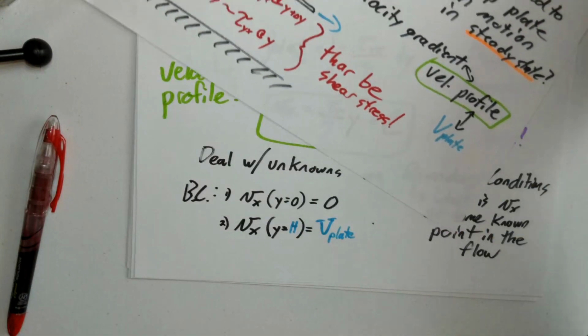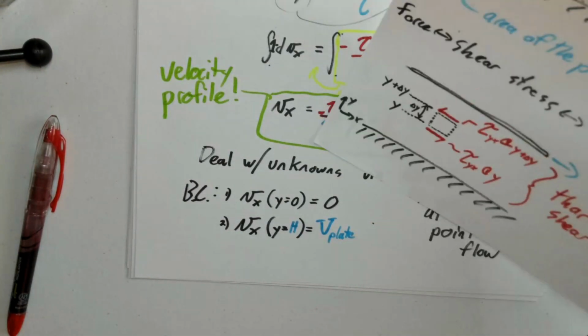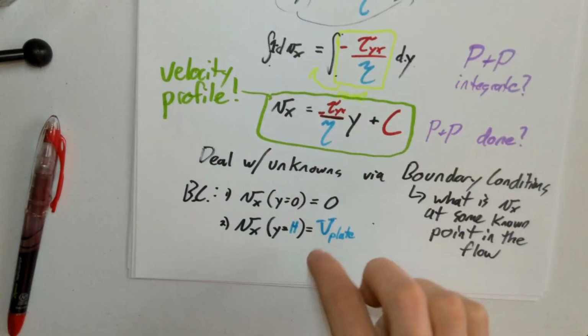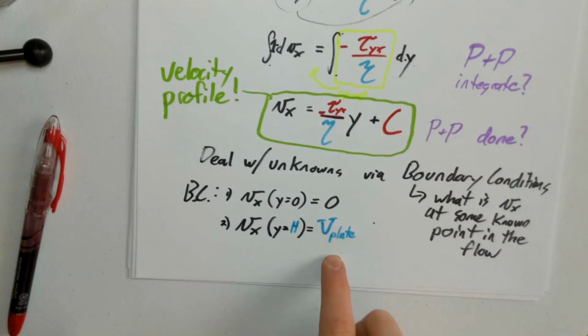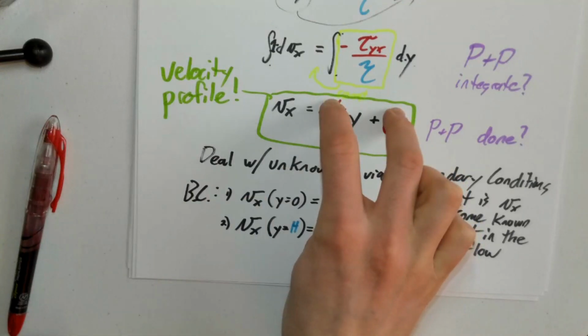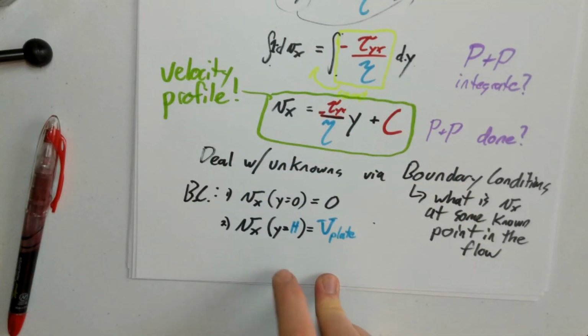So how does that help us? How does that help us solve this problem? Well, we can essentially substitute this into this equation and get one equation, and then we can substitute this into this equation and get another equation. And then we'll have a system of two equations and two unknowns. So let's do that.